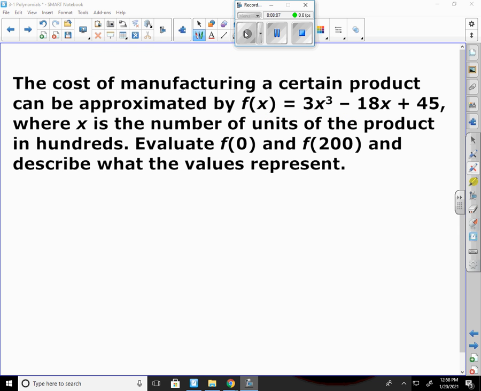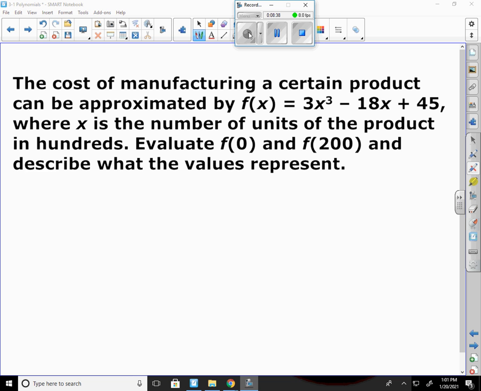Okay, this takes us into a word problem. So we have the cost of manufacturing a certain product can be approximated by f of x equals 3x to the third minus 18x plus 45. And this is where x is the number of units of the product in hundreds. So then it says evaluate f of 0 and f of 200 and describe what the values represent.